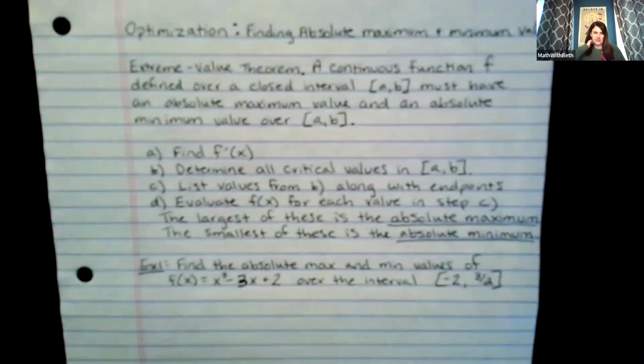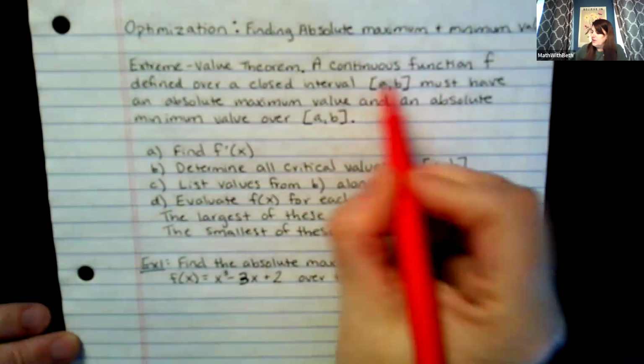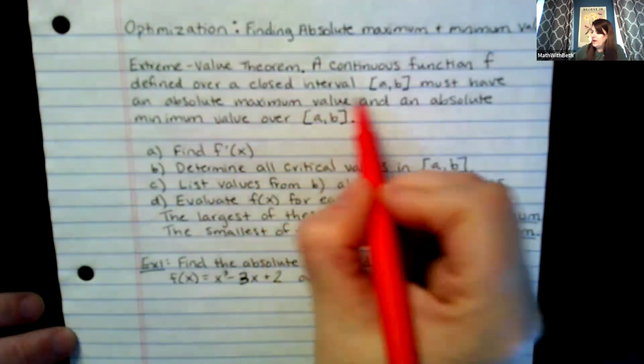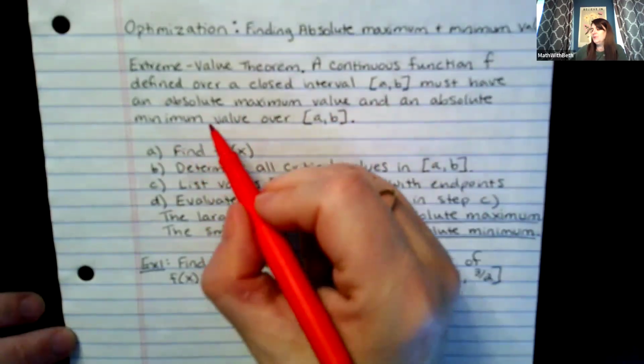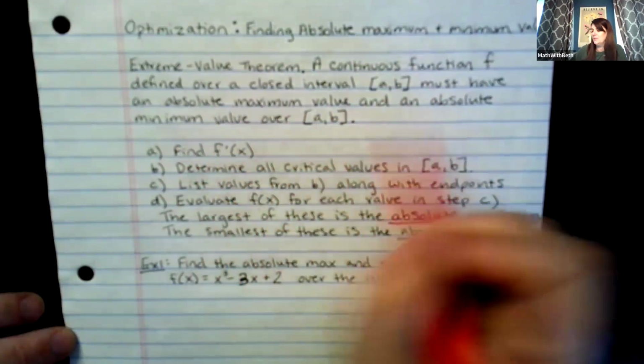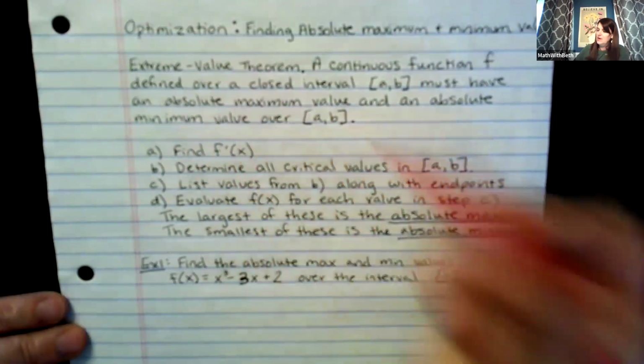So, optimization. The extreme value theorem says a continuous function f defined over a closed interval a to b must have an absolute maximum value and an absolute minimum value over that interval. So let's think about what this means.